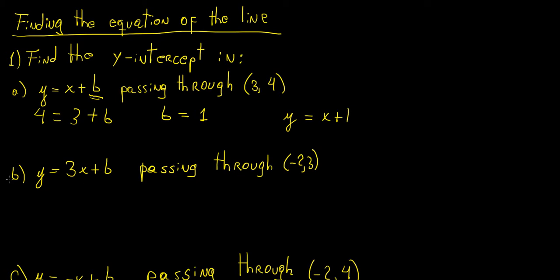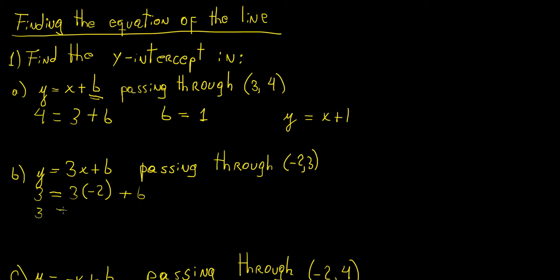Now for the second question here, we're also given the equation of the line, but this one is going to pass through a different point. So we're going to apply the same logic again. We're going to put this value minus 2 into x, and then y is going to be equal to 3.